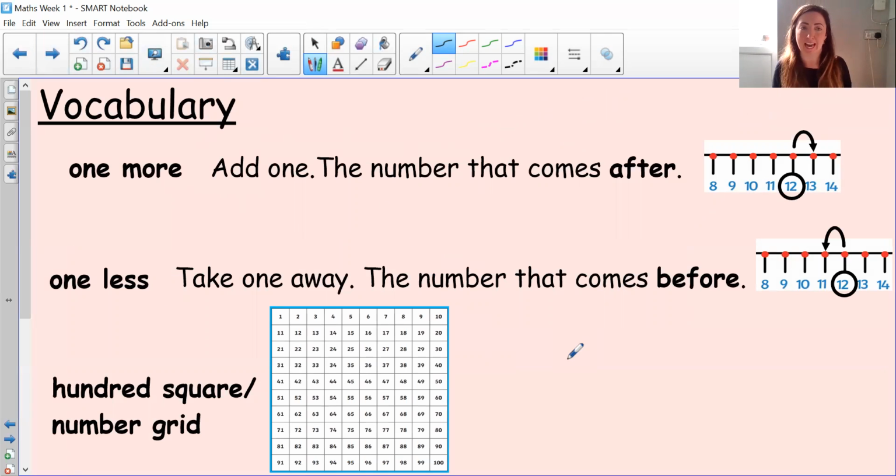Okay, so our vocabulary today. The number one more means, as we found out yesterday, to add one. It's the number that comes after that number. One less means to take away one, and that is the number that comes before. And then we've got our 100 square, or sometimes it's called a number grid. This is what it looks like, and it's got all the numbers from 1 to 100 on it.